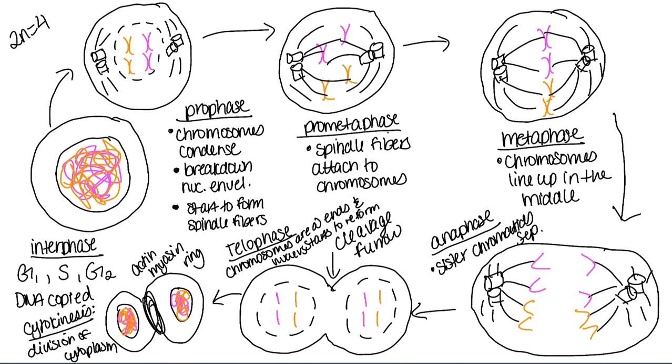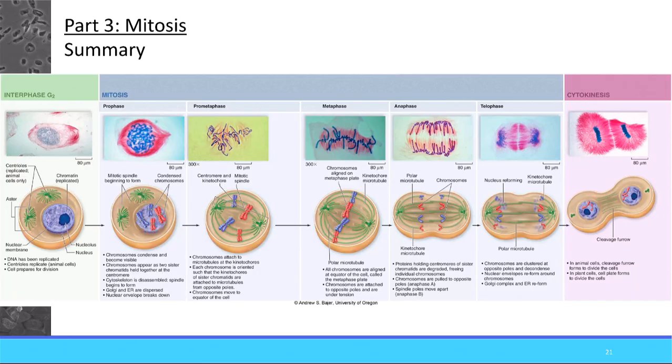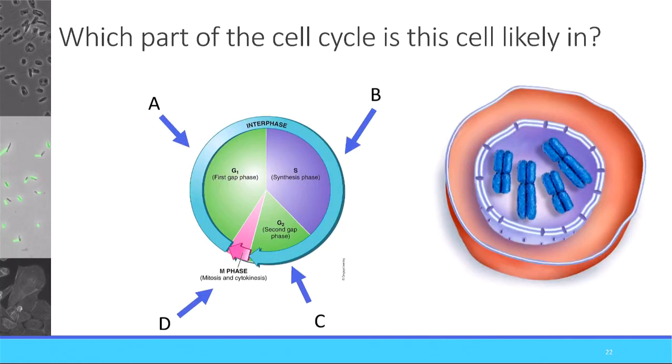So now that we have gone through mitosis, we're going to do a couple of practice problems. What I have in here is a summary of mitosis. Here is a textbook image, and it has a cartoon image as well as some stained pictures taken by microscopes. This is in here for you all just as an extra resource. And what we're going to do, like I said, is some practice problems. Here on the right, we have a cell, and on the left, I'm asking you what part of the cell cycle you think this cell is likely in.